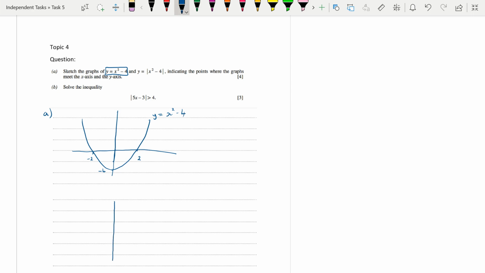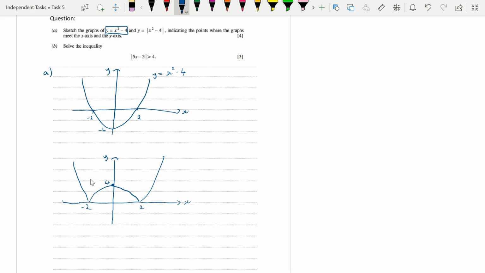So for the second one, I'm going to use that to help me. My curve is still going to come down and touch the x-axis at 2, and still going to come down and touch it at -2. However, as we know, where the modulus hits the x-axis, it almost bounces back up. So instead of making this U down, it's going to make this kind of shape back up. Now it's symmetrical, so if it hit -4 down here, it's going to hit +4 up here. So it bounces back up from that x-axis. So there's my two graphs. That would be y equals the modulus of x squared minus 4.